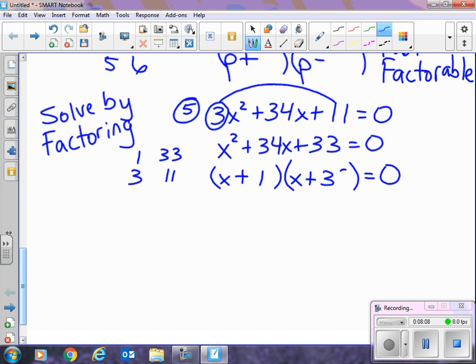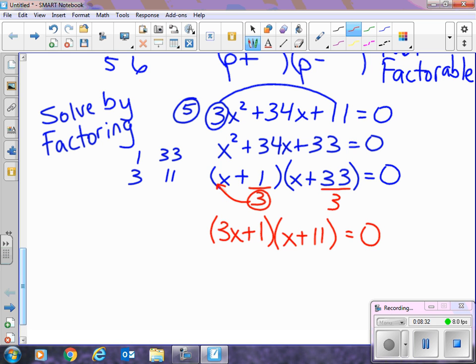Okay, remember to bring back that leading coefficient before you can slide anything. So this 3 needs to divide under each constant, and then we have to write our terms. 1 over 3 does not reduce, so the 3 slides up in front of the x, so you end up with 3x plus 1 as one of your factors. And then 33 divided by 3 is 11, so x plus 11 is your other one.